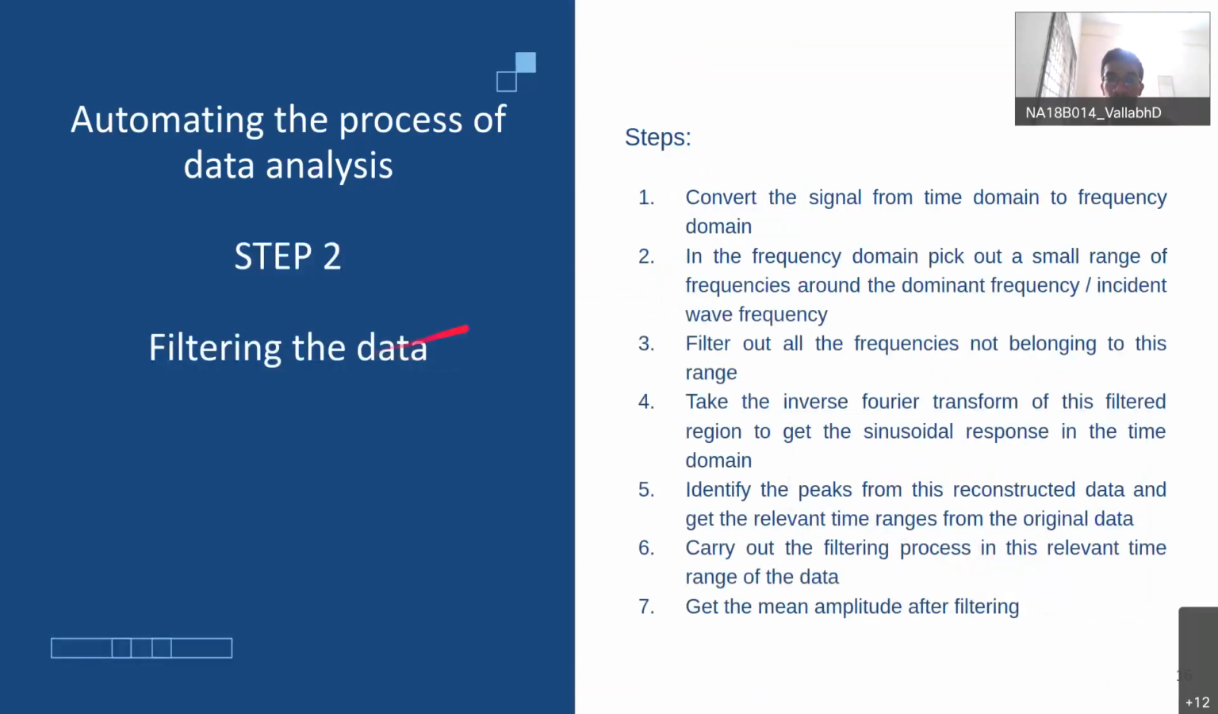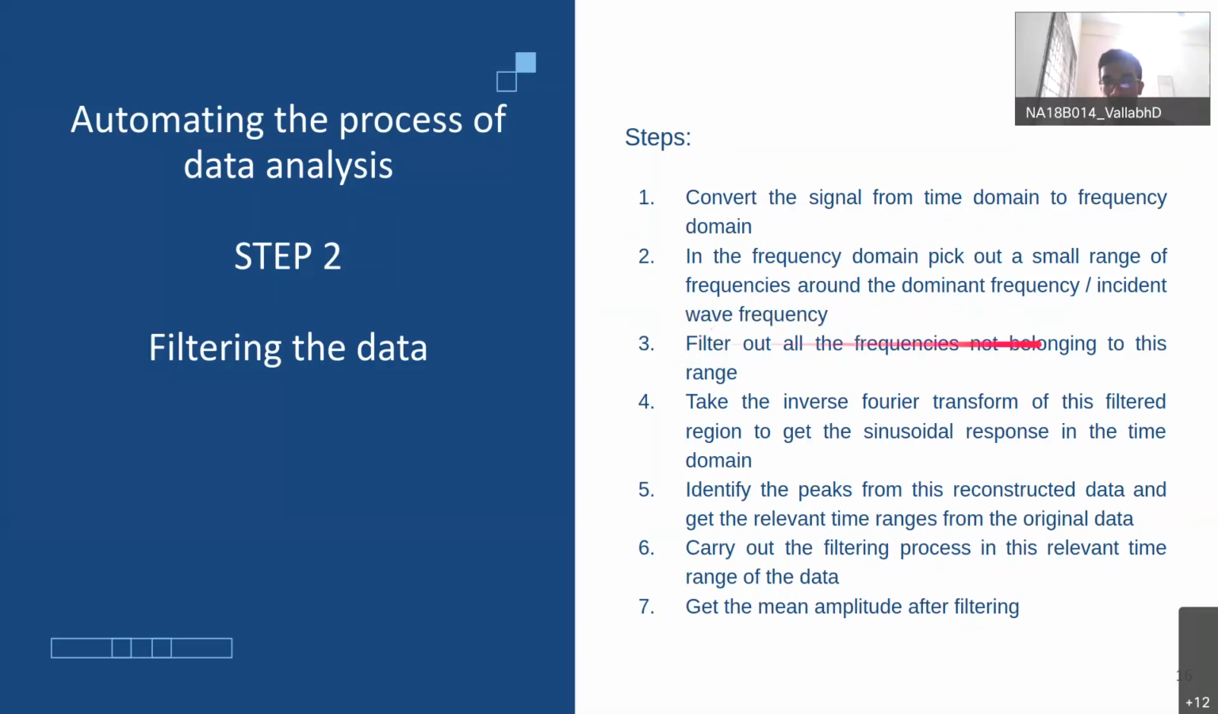So the steps that we are going to follow are, first we will convert the entire signal from time domain to frequency domain. Then from this frequency domain, as we will see in the plots ahead, we will pick out the incident wave frequency and check a small region around that frequency, and we will use only the data corresponding to those frequencies for our calculations later on.